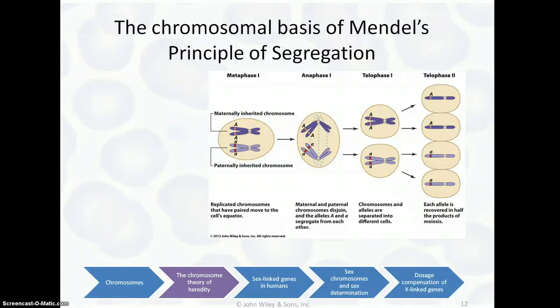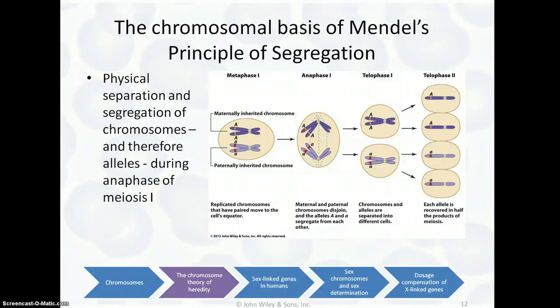All right, so let's see if we can merge or marry Morgan's chromosome theory of heredity with Mendel's principle of segregation. Now again, Mendel devised this principle of segregation. He knew that the alleles segregate during the formation of the gametes during meiosis. But this chromosome theory of heredity kind of proves why that happens, or essentially what the basis is. And what I mean by that is if you have a cell here, okay, and here we have the maternally inherited chromosome and the paternally inherited chromosome, and then this DNA is going to replicate during meiosis, as we know what happens. But then these chromosomes are going to physically separate.